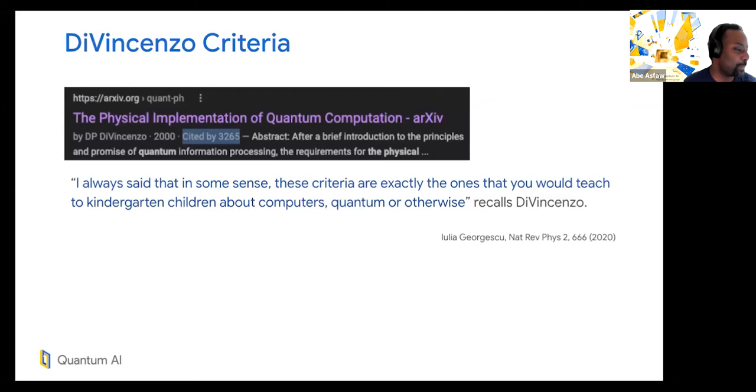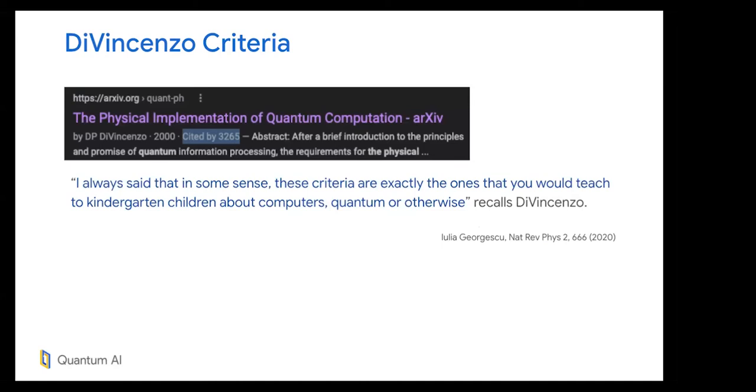And it's one of the most helpful documents that has shaped the field in the sense of, even if you ask DiVincenzo, he'll tell you these criteria are exactly the ones that you would teach the kindergarten children about computers, quantum or otherwise. And because these criteria are so helpful to think through how we make quantum computers, they've really helped push the field forward. So let's go through them.